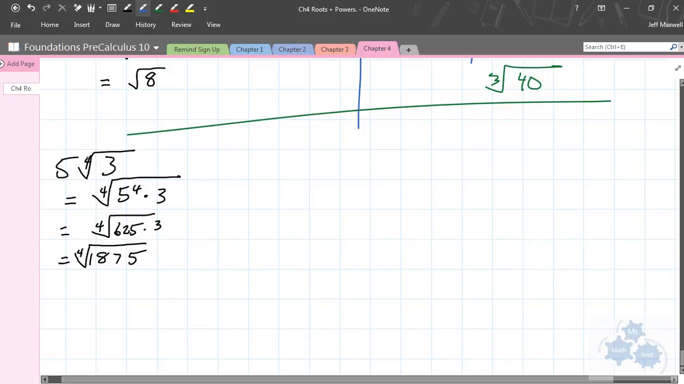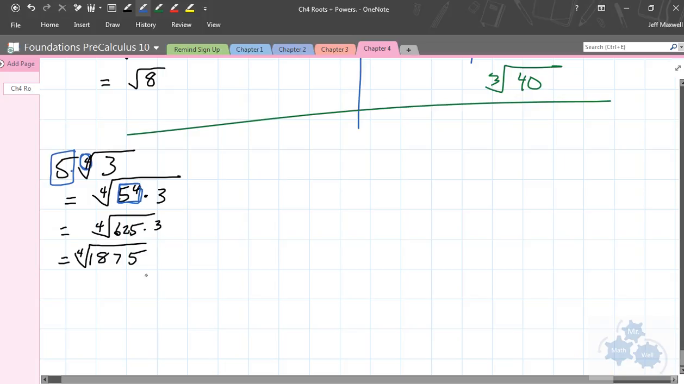This 5 really wants to get into the 4th root club, so it's got to get in as a 4th. So 5 to the power of 4 inside. Right? It's just a 5 outside, but it's a 5 to the power of 4 once it comes inside, because the 4th root of 5 to the 4 is actually 5, so it doesn't change itself. So that's 625 times 3, 1875.